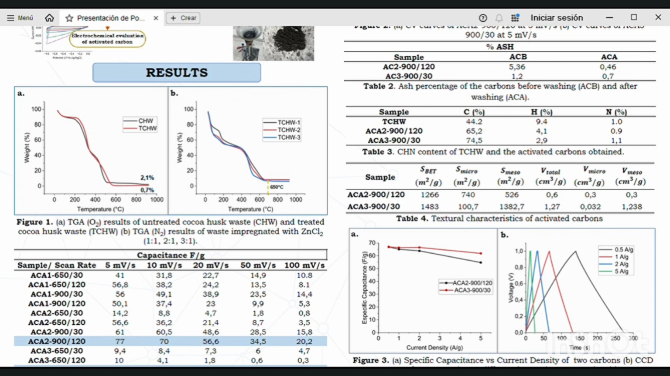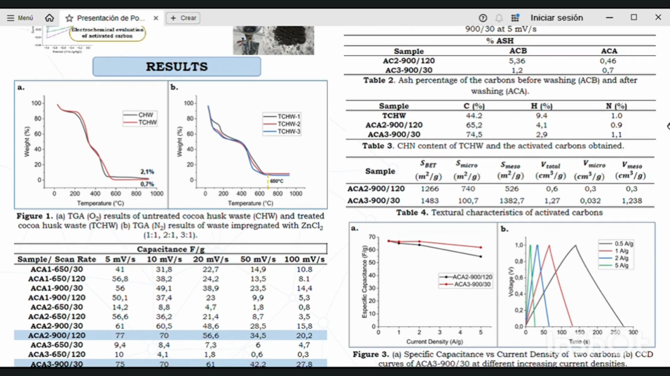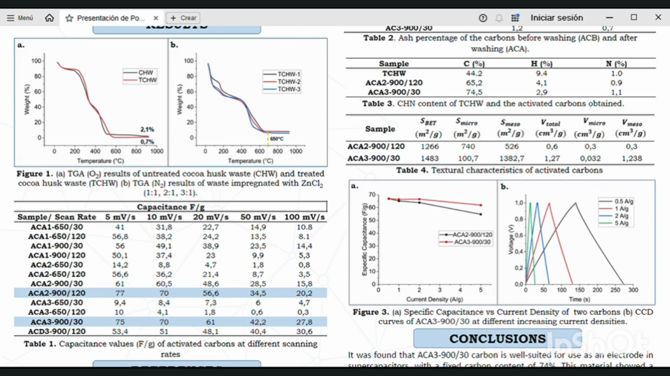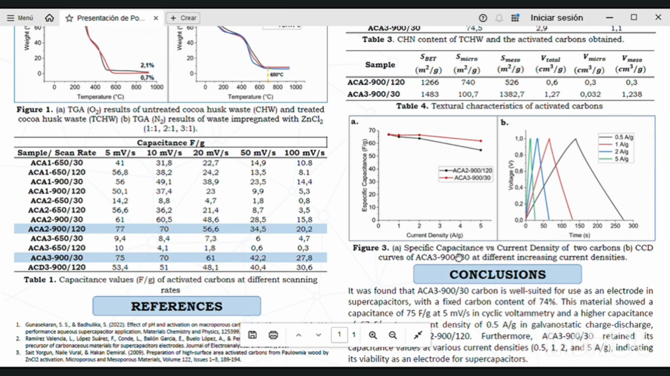To explore the difference in electrochemical performance between these carbons, galvanostatic charge and discharge tests were conducted. Figure 3 illustrates that AC3 carbon retains capacitance more effectively as the current density increases, compared to AC2 carbon, indicating superior electrochemical performance in AC3. This advantage may be due to the greater surface area, higher mass support volume, and higher fixed carbon content of AC3 carbon.